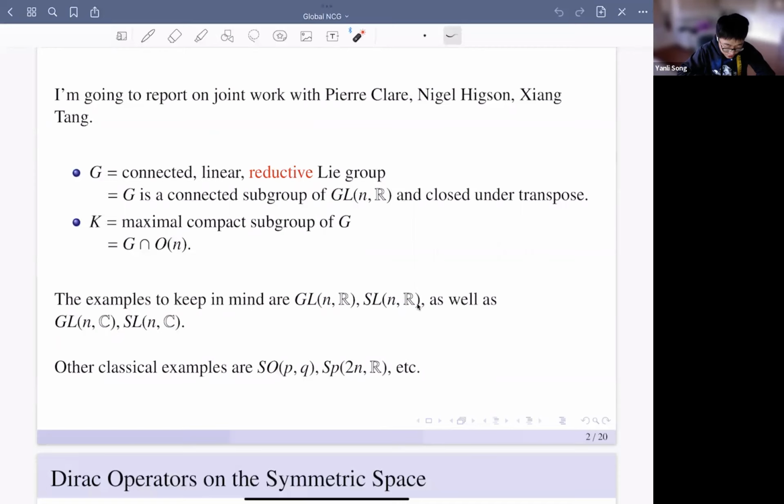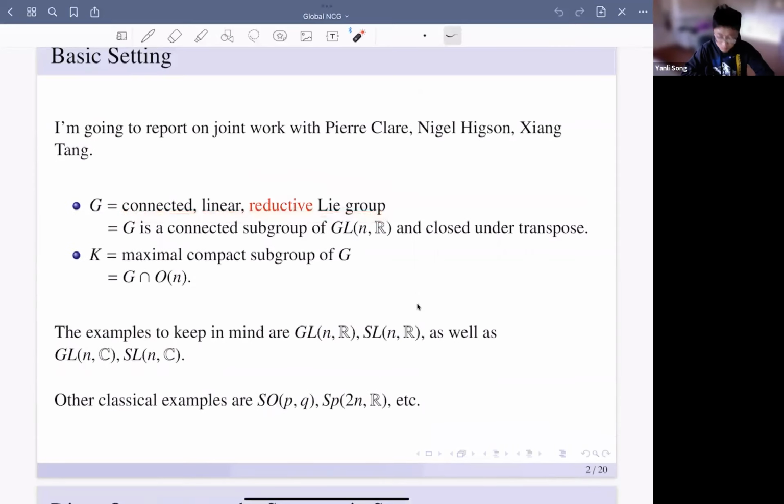In my talk, G is a connected linear real reductive Lie group. Reductive really means you can take G to be a connected subgroup of GL_n(R) that is closed under taking transpose. K is the maximal compact subgroup of G, and because it's linear, you can just take K to be the intersection of G and O(n). The examples to keep in mind are GL_n(R), the n by n real matrices with non-zero determinant, SL_n(R), the matrices whose determinant equals 1, and also GL_n(C), SL_n(C). Other classical examples are SO(p,q), Sp_2n(R), just the classical linear reductive Lie groups.